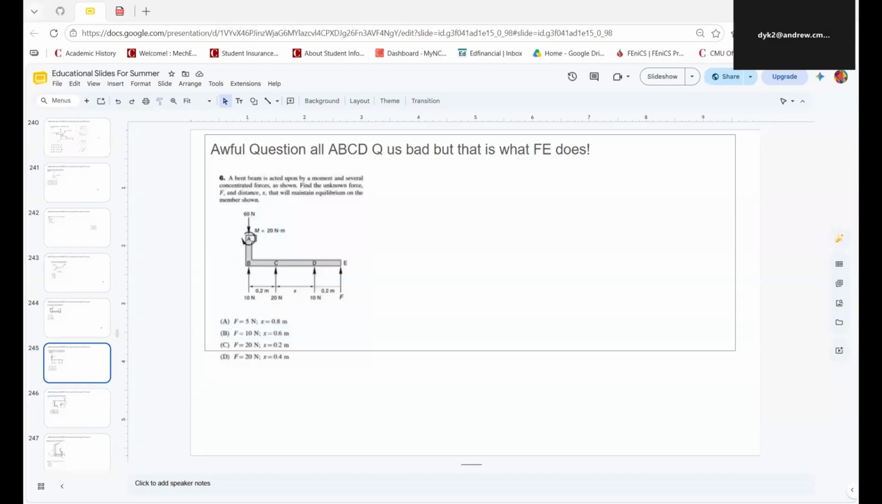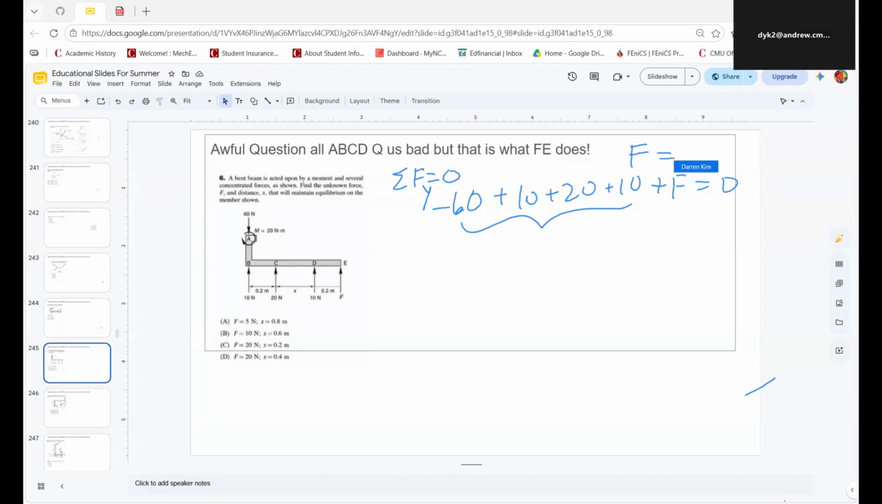So for this question, we're given a bent beam acted upon by a moment and several concentrated forces as shown. Find the unknown force F and the distance x. The first thing we have to do is summation of Fy equals 0, which will show you because 60 is negative, and then plus 10 plus 20 plus 10 plus F equals 0. Then you can say F equals 60 minus 10 minus 20 minus 10, which equals 20. So these two are deleted automatically. It's 20 newtons.